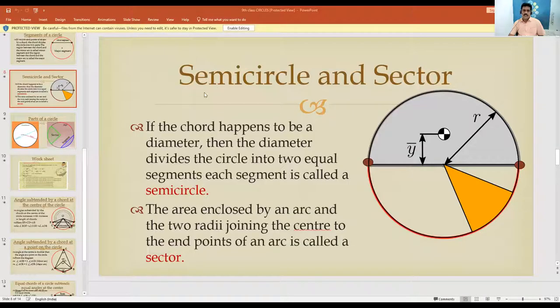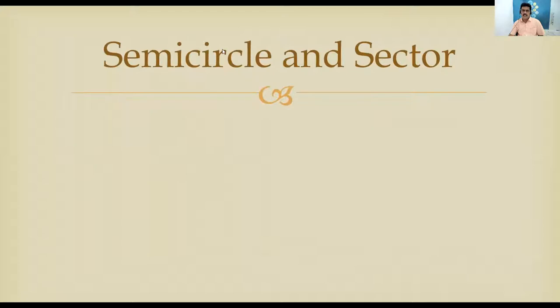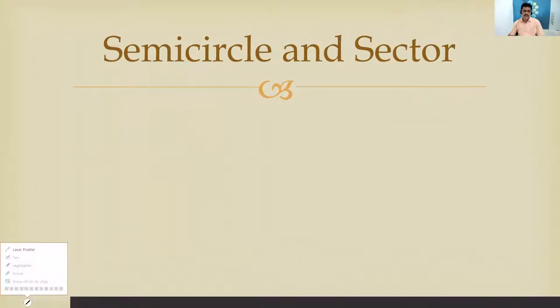We'll continue the session now with the chapter circles from your textbook. Okay children, look at this picture. Now see, in your textbook you can see in this circles chapter what is the semicircle and sector. Now we are going to learn about the semicircle and sector. So what is a semicircle and what is a sector? Of course you may be knowing, but once again let us recall that one and understand it properly and clearly, and then we will not be getting any doubts in future. So what is a semicircle and what is a sector?